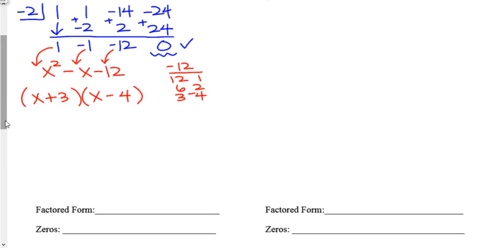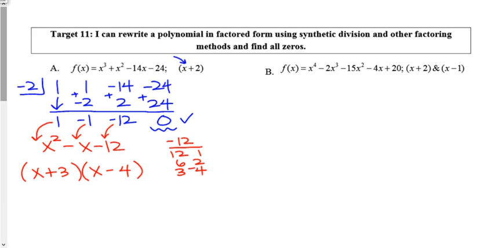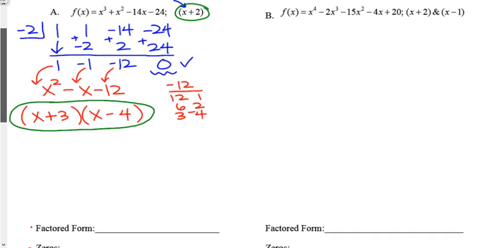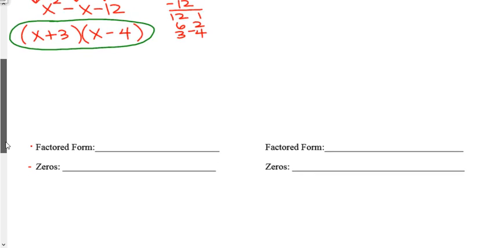All right, and then it says it wants me to give the factored form and the zeros. So my factored form is actually just going to be combining what they gave me, which was one of the factors, and then the rest of what I got. So my factored form completely is going to be x plus 2, x plus 3, x minus 4.